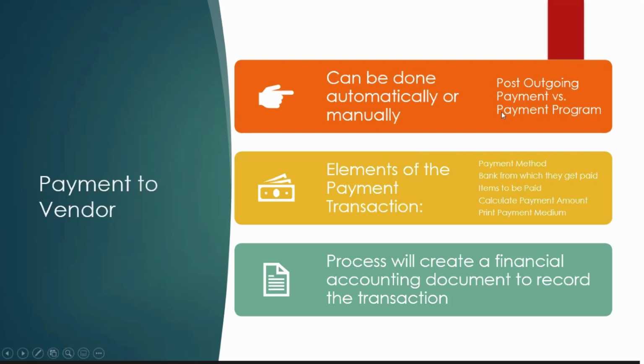Or it can be done automatically. What does that mean? You will use a payment program for this. Maybe the payment will be done at the end of every week. The system will collect all the invoices, and at the end of the week a program will pay automatically. It goes into the vendor, finds for example his bank information, takes the amount from the invoice, and pays the vendor automatically.